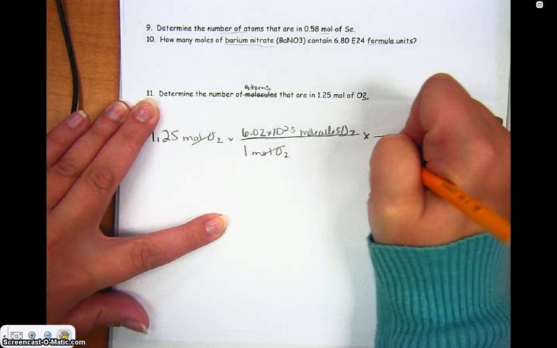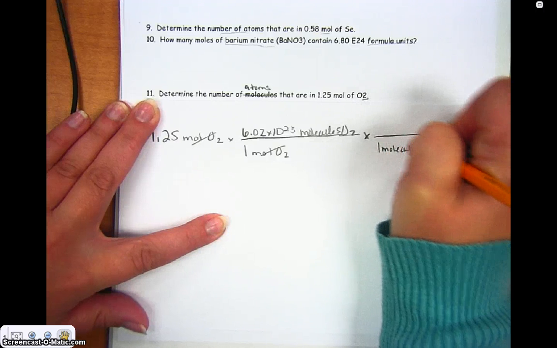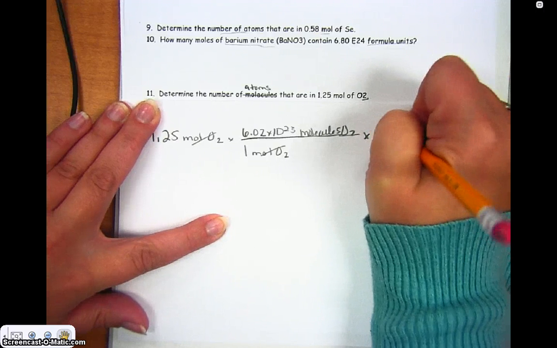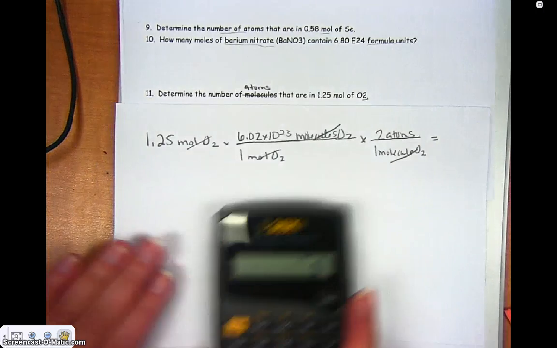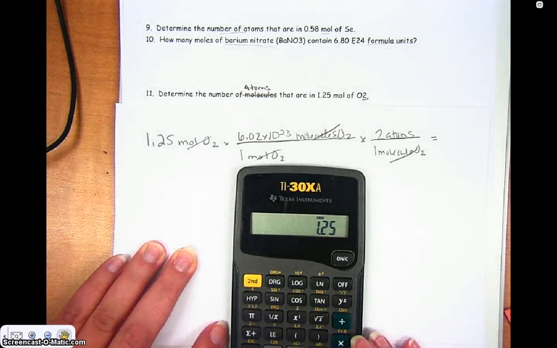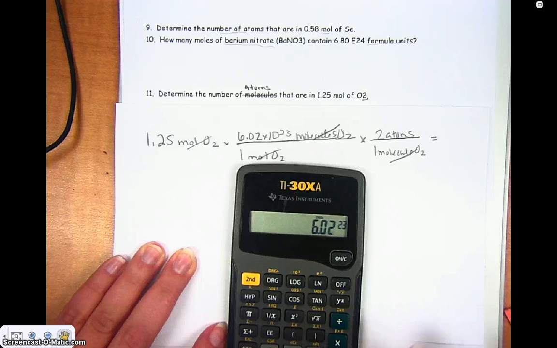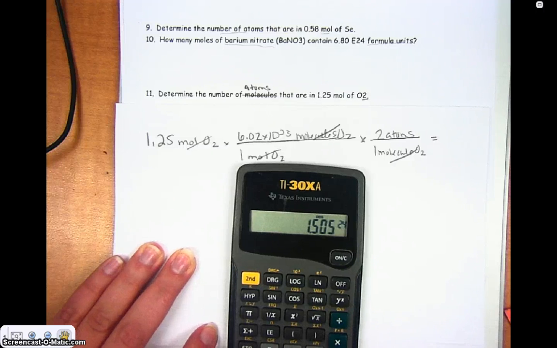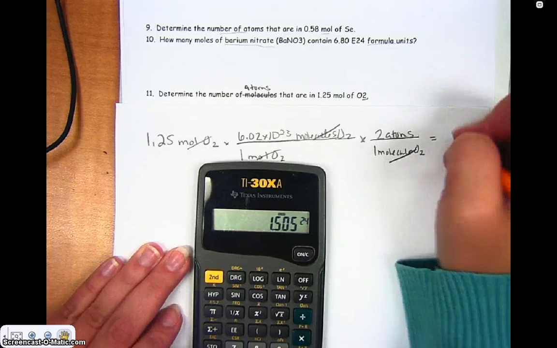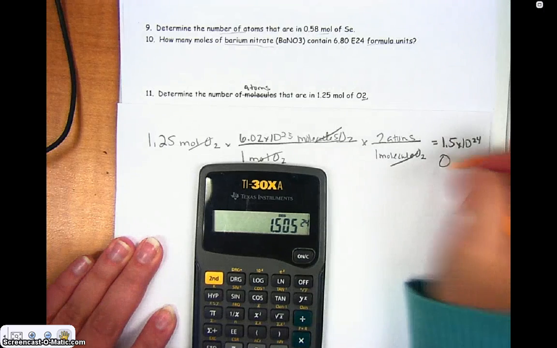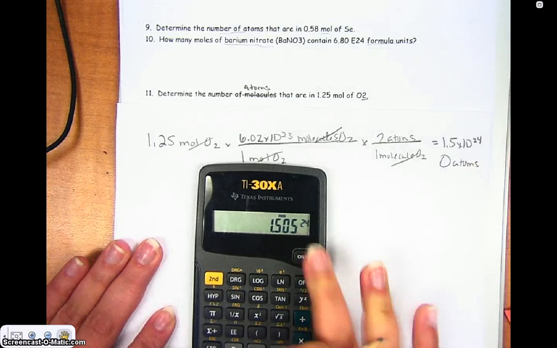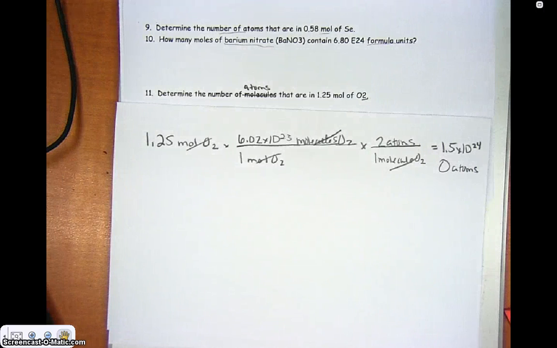So I would say 1 molecule of O2 has 2 atoms. This would cancel, and then I could plug in and find out how many atoms I have there. So 1.25 times 6.02 EE to the 23rd times 2, and I get 1.5 times 10 to the 24th. So 1.5 times 10 to the 24th oxygen atoms. Okay, so that last one's a little bit more challenging. In the next video, I will move on and talk about mass to mole conversions.